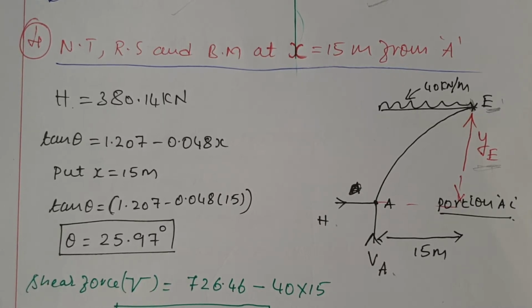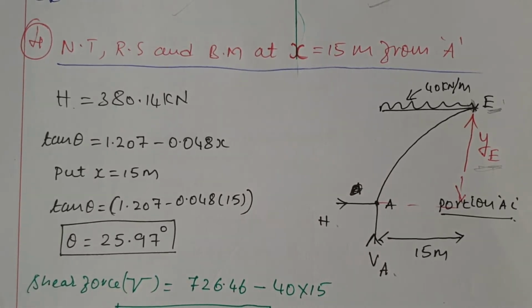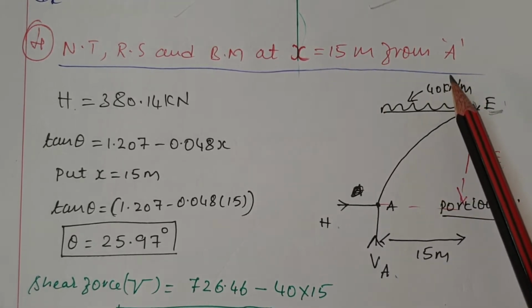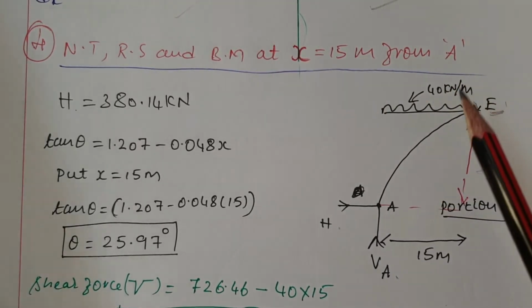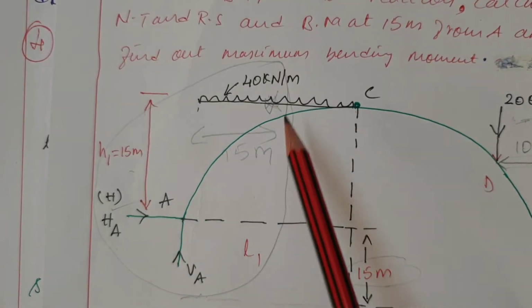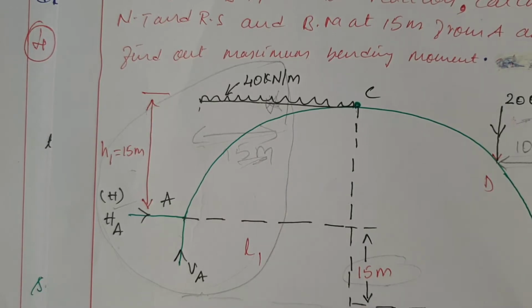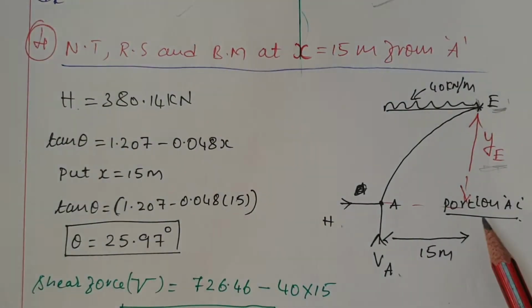So they are asking the question: you have to find out the normal thrust, radial shear and bending moment at 15 meter from point A. So this is the question we followed. I considered the point E portion. So the E to A distance I considered as 15 meter. So the portion will look like this.